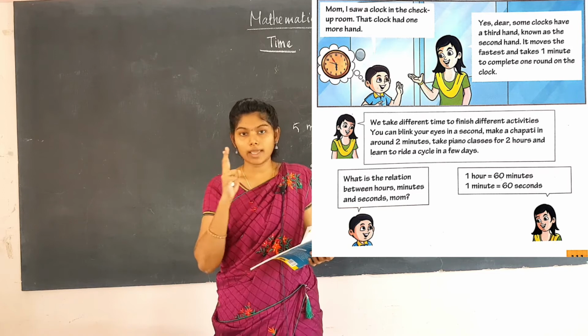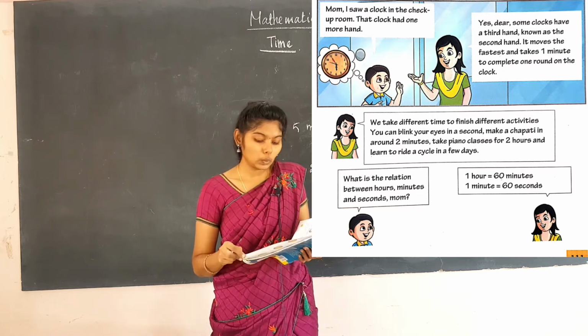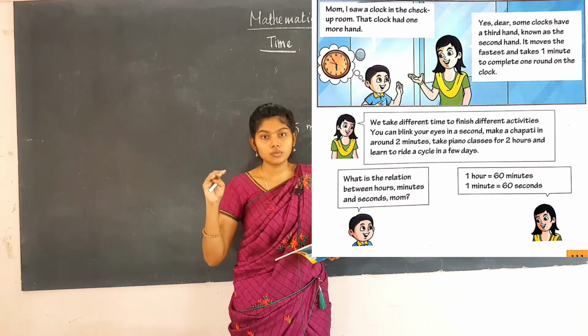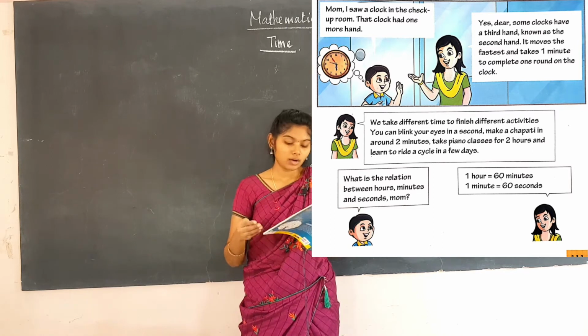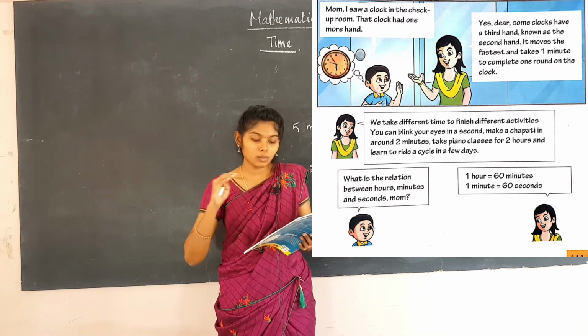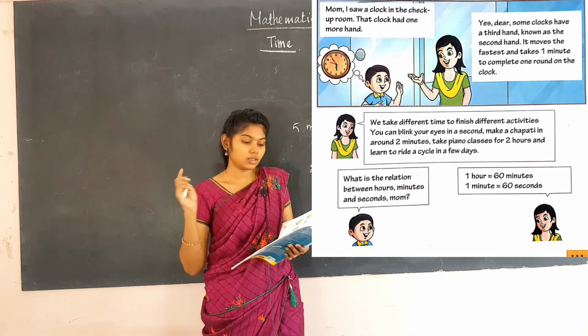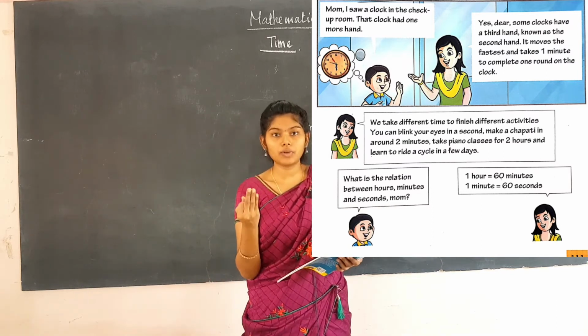For piano class, it takes 2 hours, she is saying. And to learn to ride a cycle takes a few days, right? So she is saying there are some differences in each of the things, that is hour, minute and second. There is some difference for each of the things.